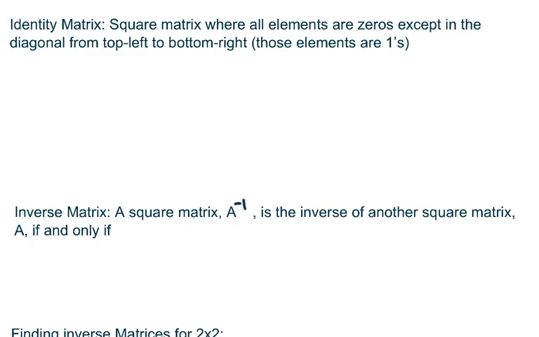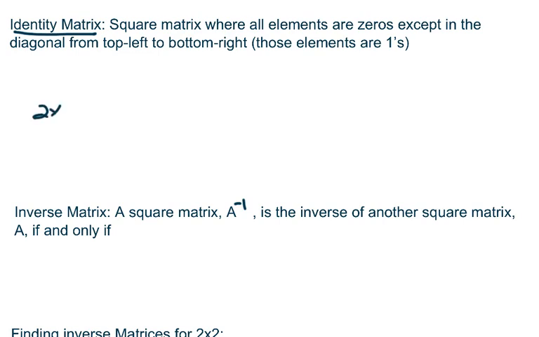What we're going to use the determinants for is kind of using 2 different types of other matrices. It's going to be the identity matrix and then the inverse matrix. The identity matrix is a square matrix where all the elements are zeros except for the diagonal from top left to bottom right. And those elements are ones.